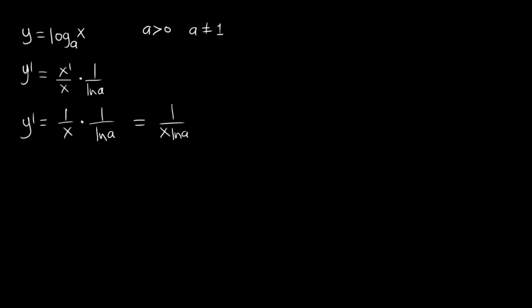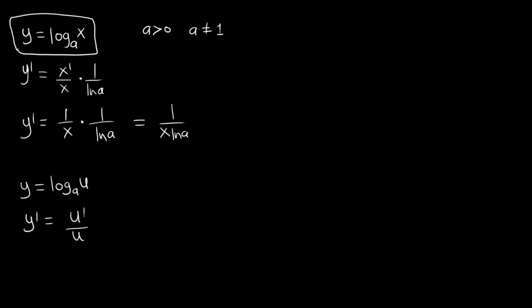So if you have a function of this form, these are the steps involved in finding its derivative. Let's say you have y equal to log of u base a, where u is a function. In this case u is not just a variable, u is a function. Then y prime is equal to u prime divided by u, multiplying 1 over the ln of the base a.